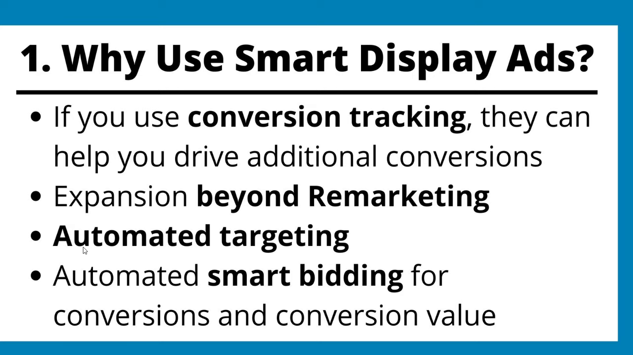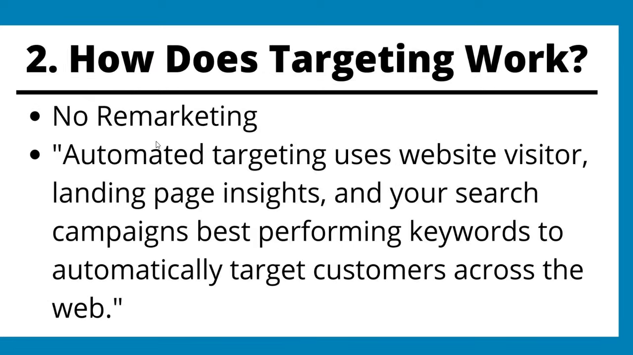Next, I want to go over a little bit more about targeting. Again, there's no remarketing, and the way targeting works, this is a quote directly from Google Ads: Automated targeting uses website visitor, landing page insights, and your search campaign's best performing keywords to automatically target customers across the web. So the more data Google Ads has about your website, the better targeting is going to work.